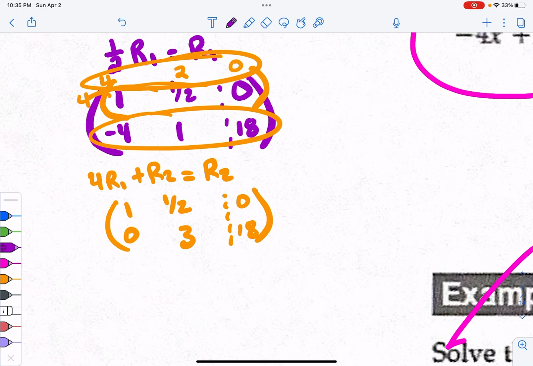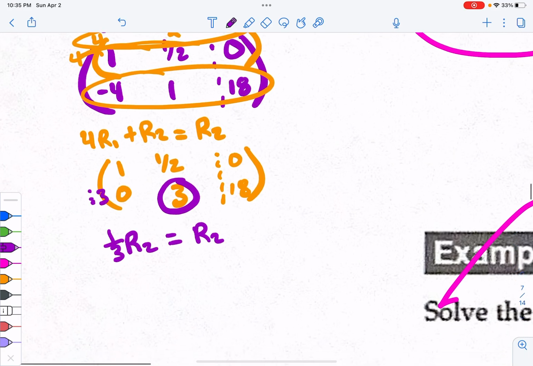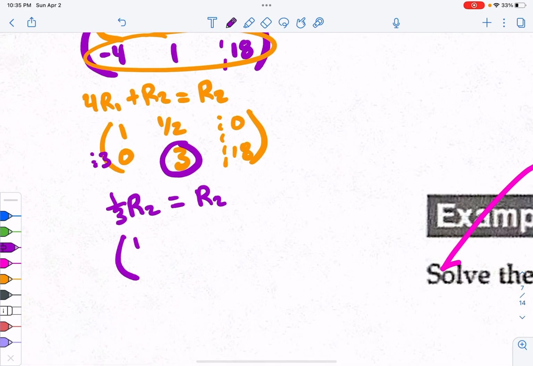Now the next thing that I want to do is work on this 3. I have to get this 3 to change to a 1, and the only thing I can do is divide by 3. So I'm going to take R2, divide it by 3, or take 1/3 of it, and put that back in row 2. Row 1 is not going to be touched at all. I'm going to take 1/3 of each one of these.